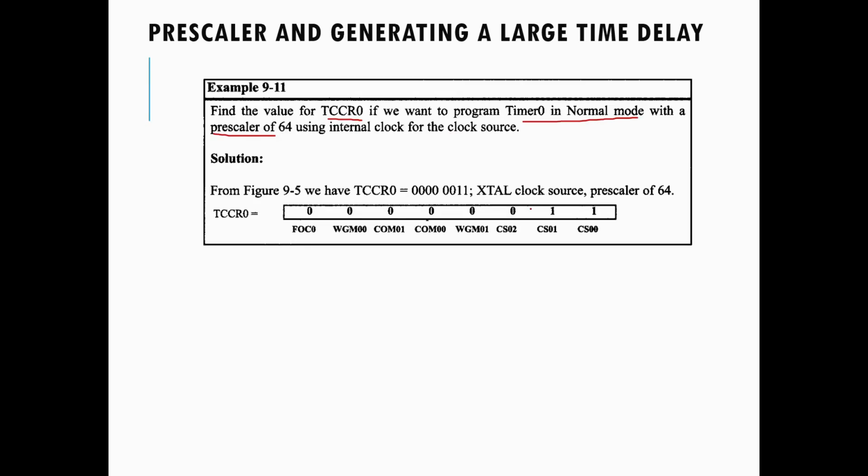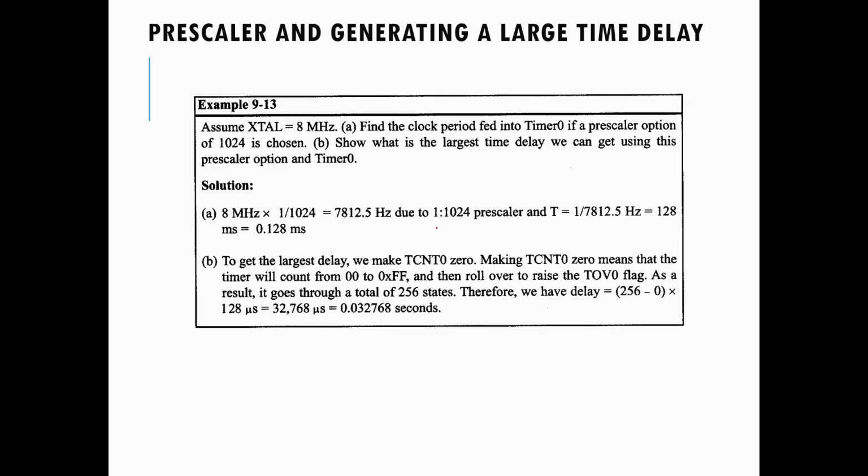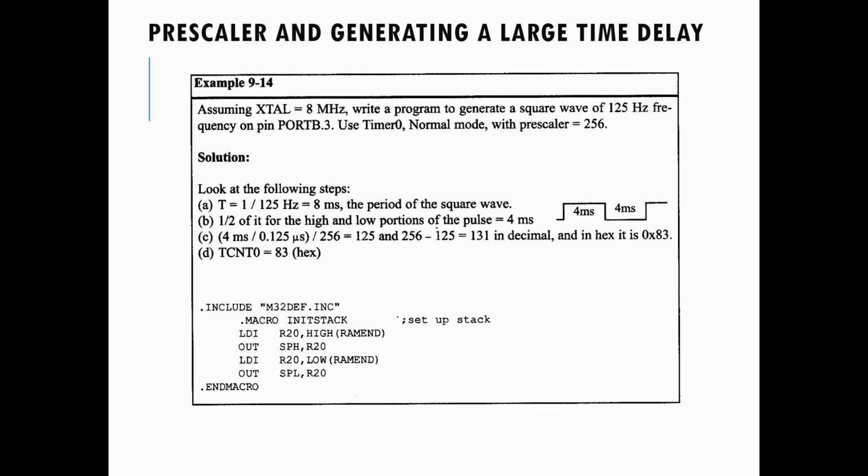Okay, so here you get 011 for prescaler 64, and then it says it is normal. Normal means bits 3 and 6, bits 3, 4, 5, 6, are 0 0 0, and the others you just put 0 0 0, because those are in a more advanced topic which is not covered in our class. So we just focus on FOC0, COM01, COM00, also 0. So this is for the serial communication. Okay, so this is another example. You can read through.